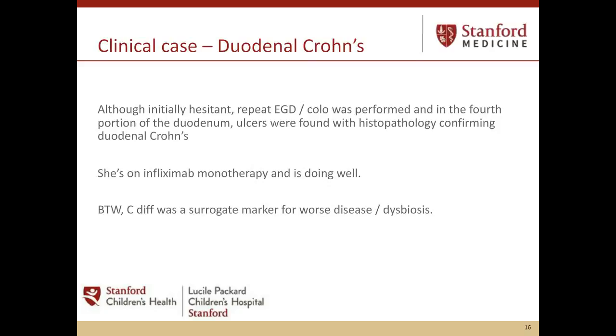But going back to my patient that I saw, this really was a difficult case. And I'm so glad calprotectin helped me to make this decision, because I could have kept on denying the fact that the pain was from an inflammatory process. So although initially hesitant, we repeated the endoscopy and colonoscopy, and deep down into the duodenum, or deeper down into the small intestine, I find these ulcers. And when I looked at the histopathology, it was confirmatory for duodenal Crohn's, which is really tough to diagnose sometimes.